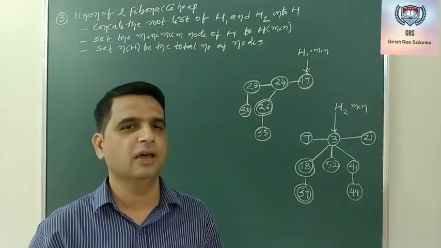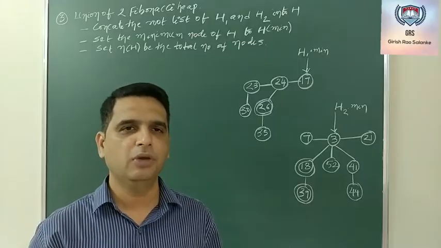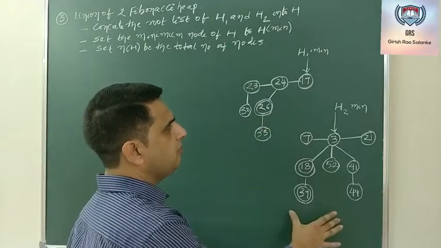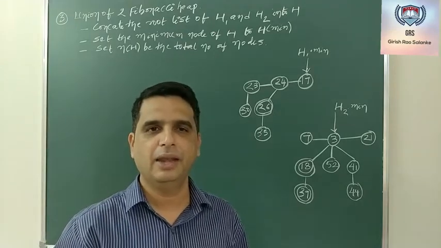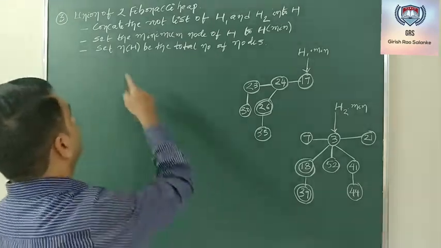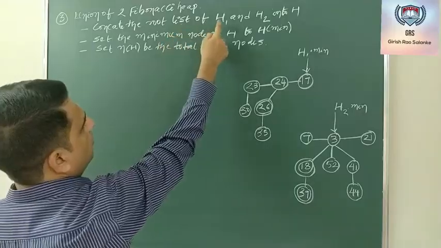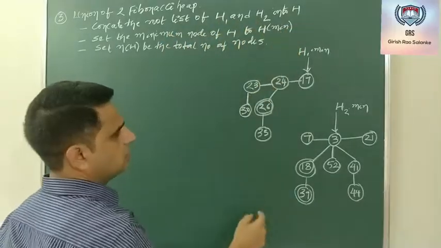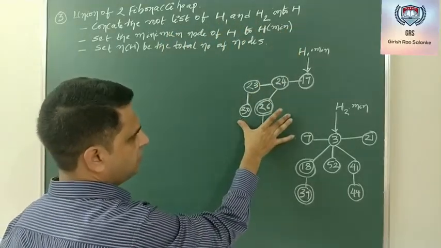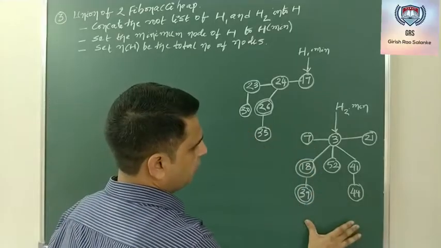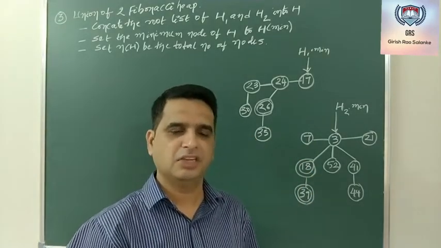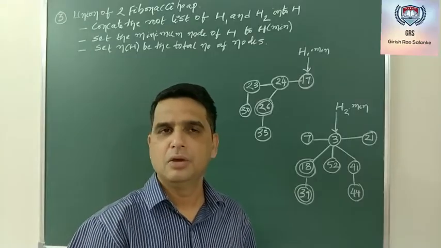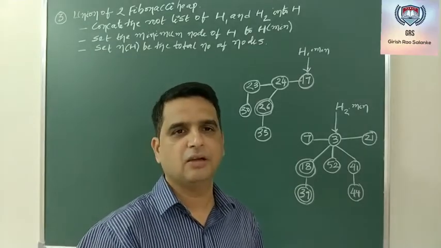The operation name is union, wherein my objective is, given two Fibonacci heaps, to merge them together. Now what are the steps that I need to follow? First, concat the root lists of H1 and H2 into H. This is my first Fibonacci heap and this is my second Fibonacci heap. We know that in a Fibonacci heap, there is a special pointer which holds the address of the minimum node.